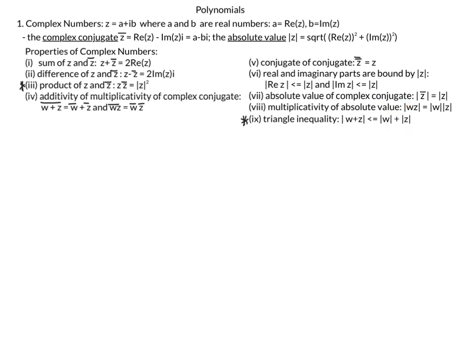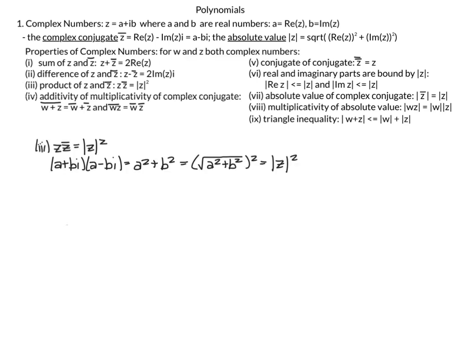So let's take a quick look at 3 and 9. We'll start with z times its complex conjugate is equal to the absolute value of z squared. So we can multiply z, which is a plus bi, times its complex conjugate, which is a minus bi. So here we have a squared, here we have minus abi, here we have plus abi. So those are going to cancel out. We multiply these two together, we're going to get minus b squared times i squared. Well, i squared is negative 1, so that gives us back a positive b squared. So that's a squared plus b squared.